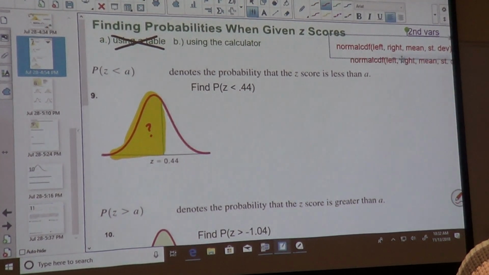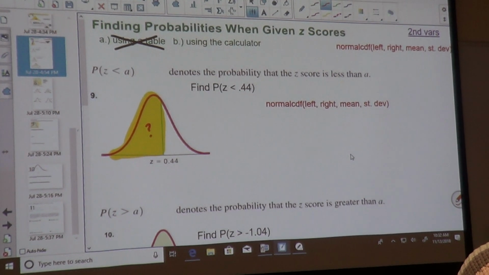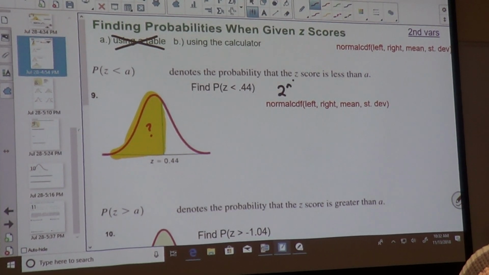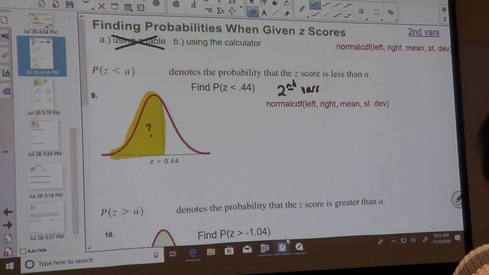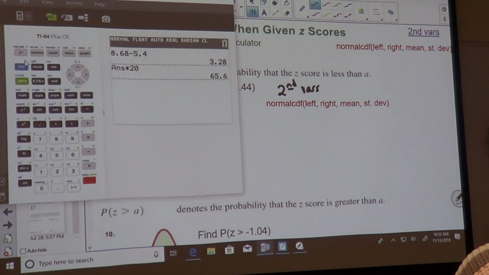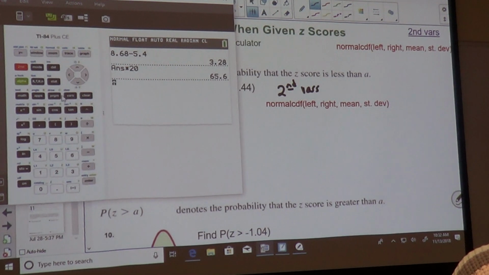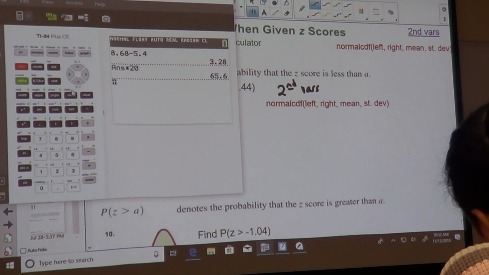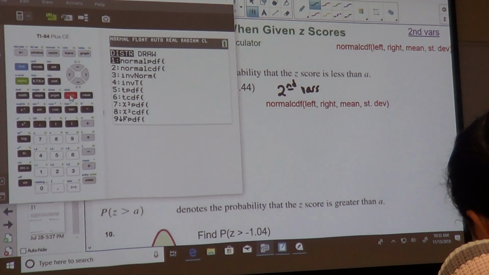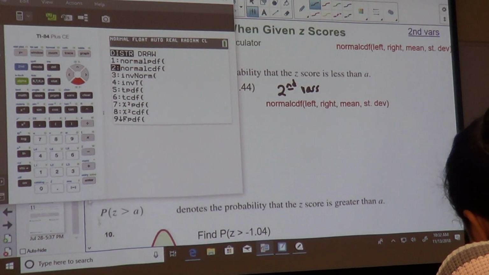Let me pull this over. You're going to do second vars. Second vars. Second, here's your vars button. Second vars. You're going to choose normal CDF. Second vars, normal CDF.